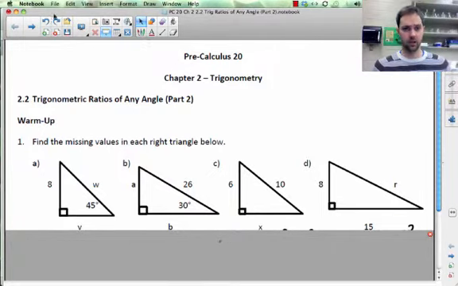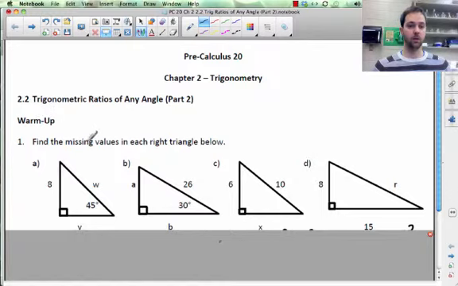Welcome to yet another Pre-Calc 20 lesson. Today we're going to finish up our study of trigonometric ratios of any angle. So the first thing I want you to do is power through this warm-up here to find the missing values in each right triangle below.